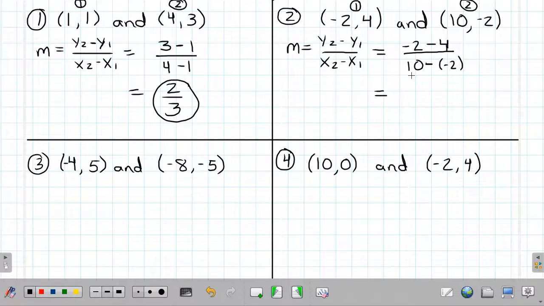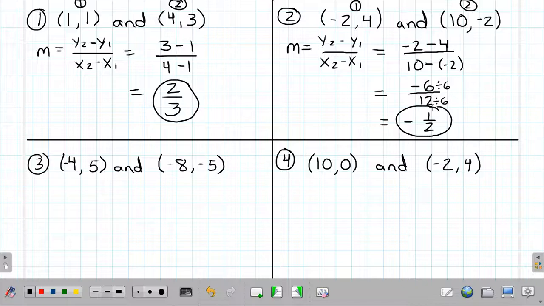Now, this is a place where people can kind of get a little tripped up. -2 minus 4, that's actually -6. Over 10 minus -2, you got to be very careful here. 10 minus -2, that's actually 12. Okay? But we see we got a negative over a positive. So to finish this out, this is what I mean by simplifying. Negative over a positive will be a negative. 6 divided by 12, well, I can divide both of those by 6. So that's going to give me the fraction negative 1/2.